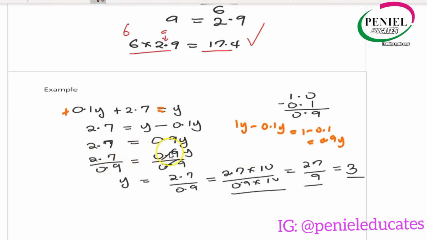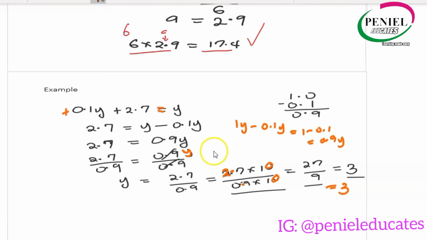Then you can divide both sides by 0.9. So dividing both sides by 0.9 is going to give you a y. And if you divide this, you're going to have a 3. And another way you can do it is that you can multiply this 2.7 by 10. This 0.9, if you multiply it by 10, this has not changed because you did the same thing up and down. This multiplied by 10, this also multiplied by 10, and this one is going to give you 27 over 9, and it's going to give you a 3.